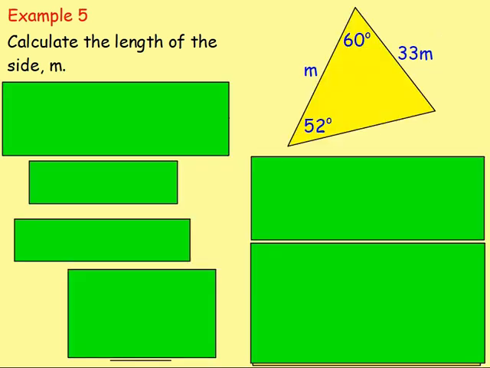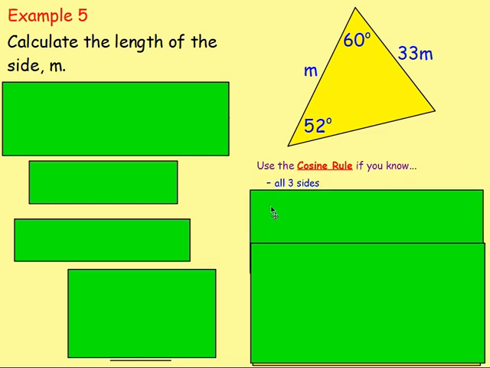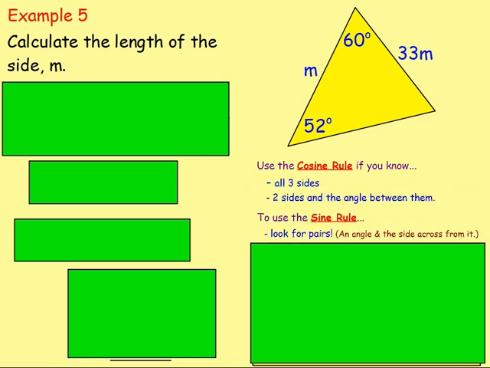Example 5. Calculate the length of the side M in this yellow triangle. We're not told whether it's the sine rule or the cosine rule, but you can do your check. Remember, your check is when you always think about the cosine rule first of all. So if I think about the cosine rule first of all, what do you look for with the cosine rule? You look to see if you have all three sides or two sides and the angle between them. And if it is, then you would use the cosine rule. Yeah, you're right. Well done, Alistair.